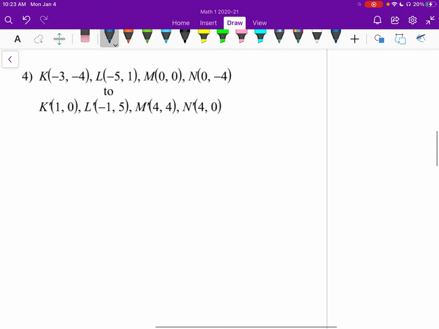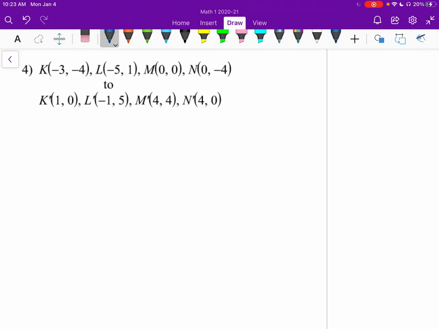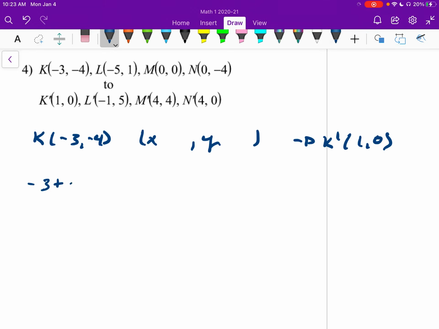Number 4, again, I'm just going to look at the first point. So I'll start off with K, which is (-3, -4), and somehow I'm going to turn into K prime, which is (1, 0). Well, I want my little formula in here. From -3 to 1, how could I get from -3 to 1? So I could say something like -3 plus a equals 1. I solve that, and a is 4. So to get from -3 to 1, I would add 4.